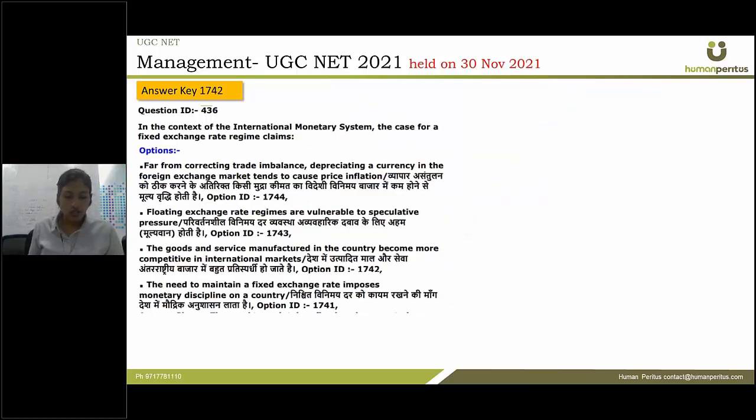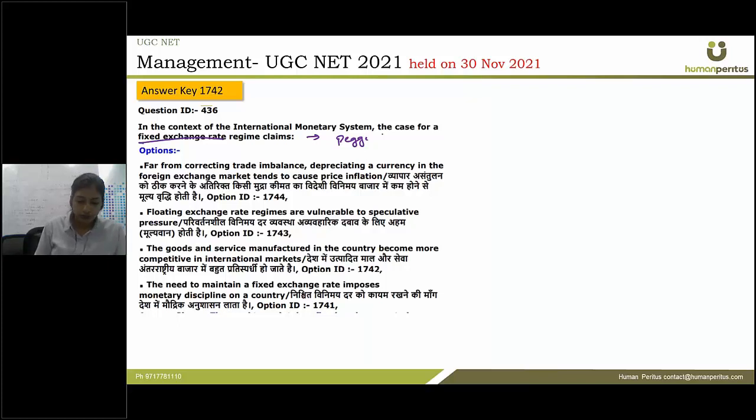Next is, in the context of the international monetary system, the case for a fixed exchange rate regime claims. Now, a fixed exchange rate is when you peg your exchange rate on the basis of another currency, like you peg your exchange rate on the dollar or on gold. So that is a fixed exchange rate.